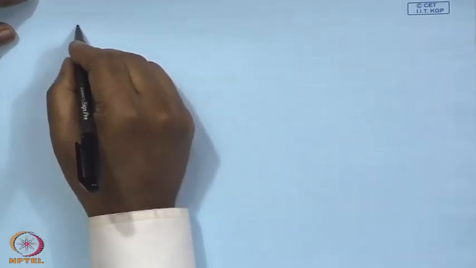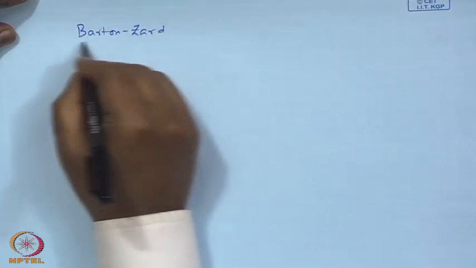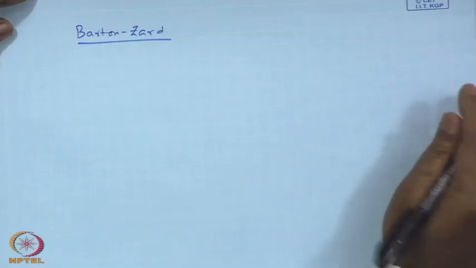Okay. And let us begin with the Barton-Zard reaction. So, when I say so, many of you know what Barton is, right? Who is Barton? He is a Nobel laureate. He died only 10 years ago, from England. D.H.R. Barton, he has produced very well known scientists. Zard is Samir Zard, one of his students.